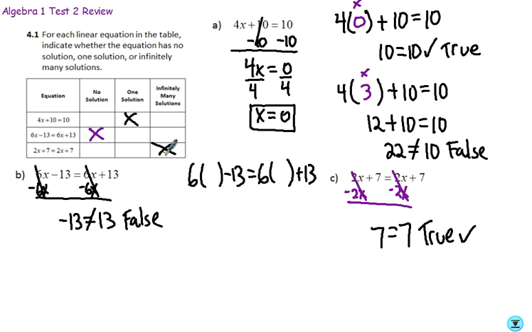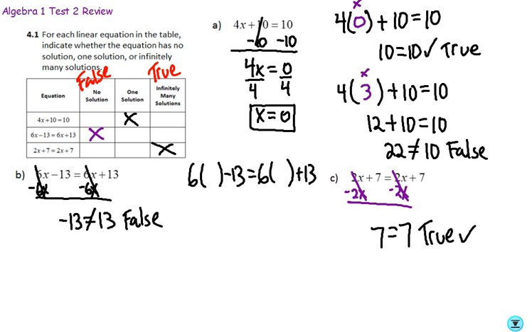And then you think, well, why wasn't that the case for part B? Well, in part B, when things canceled out, you had a false statement. So that's the difference: with no solution, you're going to end up with a false statement, whereas with infinite many solutions, you're going to end up with a statement that's true. All right, so make sure you've got that copied down. Pause the video now and try 4.2 and 4.3.